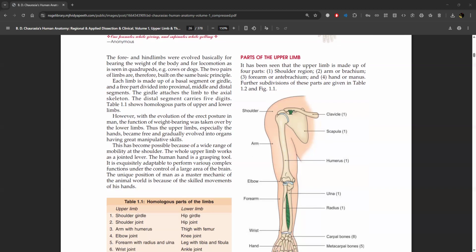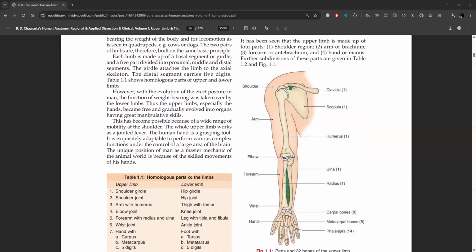The distal segment carries 5 digits. Table 1.1 shows homologous parts of upper and lower limbs. However, with the evolution of the erect posture in man, the function of weight bearing was taken over by the lower limbs. Thus, the upper limbs, especially the hands, became free and gradually evolved into organs having great manipulative skills.